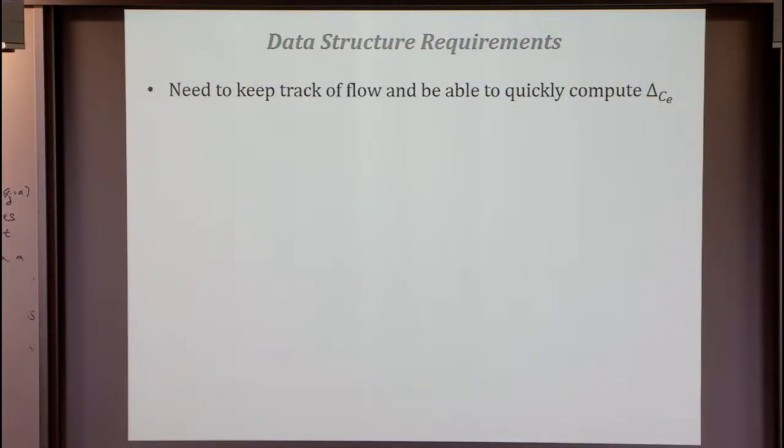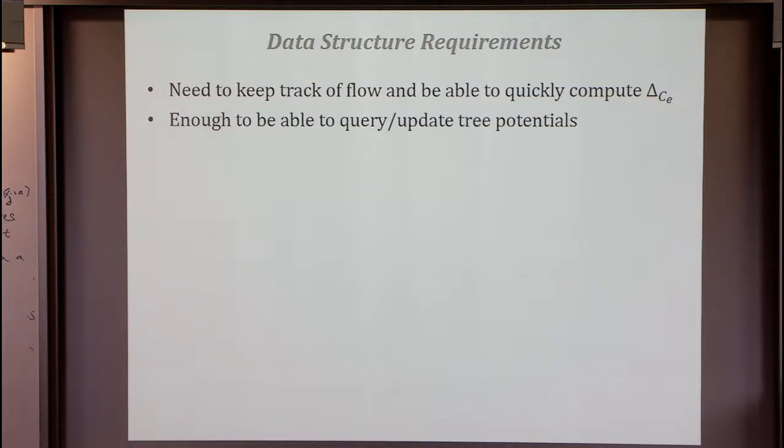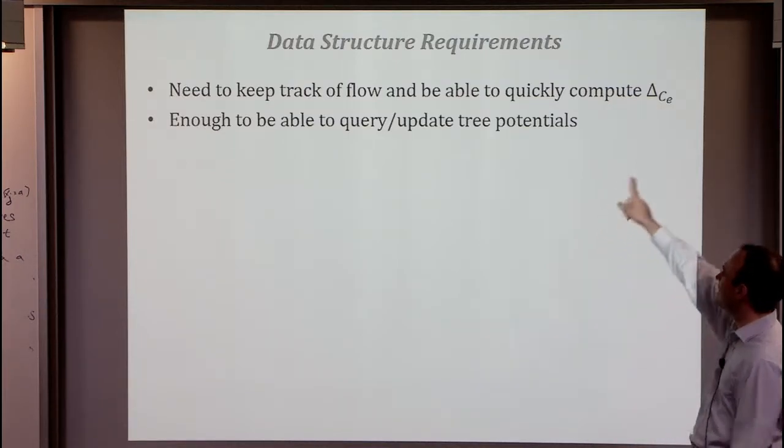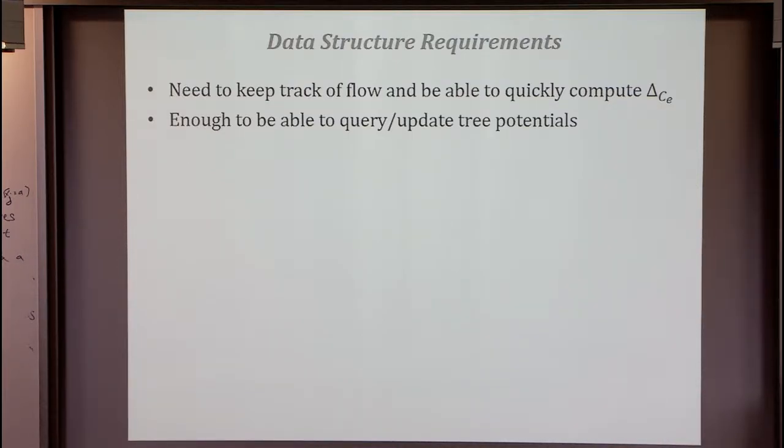So what do we need to be able to do? We need to be able to keep track of the flow, and we need to be able to quickly compute the sum around a cycle of the potential drops. To do that, it's really enough to be able to query and update the tree potentials, because the tree is where something interesting is happening. I mean, you can store each edge by itself and just add it into the values of the tree to get the things around the cycle. So the interesting behavior is what happens on the tree. And what we need to be able to do is compute the voltages that you deduce from the tree, and then you can compute everything else.